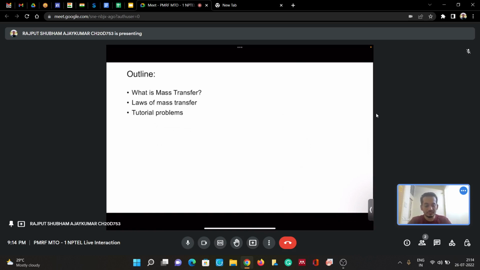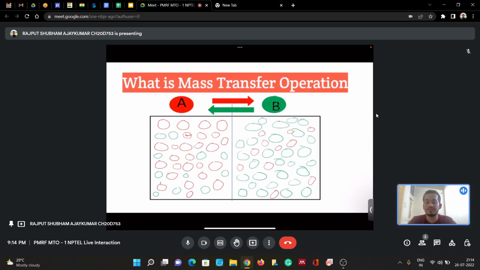Okay. So first of all, what is mass transfer actually? There is a mass transfer operation, so there is some operation happening and a transfer is happening. Similar to heat transfer operations, where there is a transfer of heat due to the temperature gradient, in mass transfer there is a transfer of mass across the membrane or the boundary you can consider.